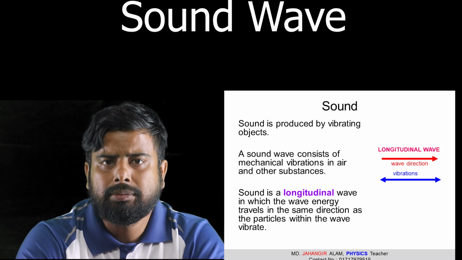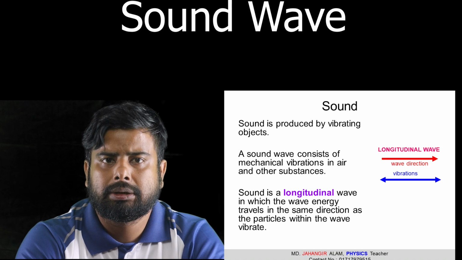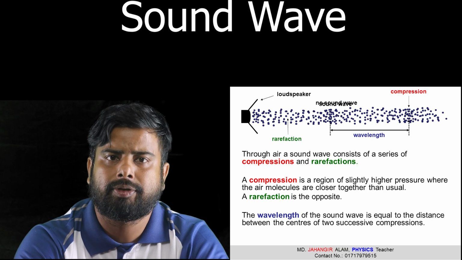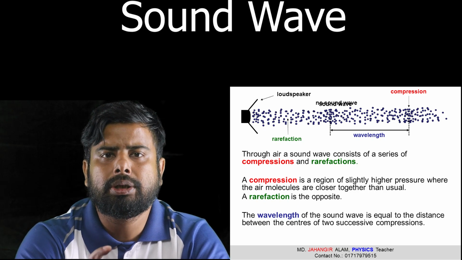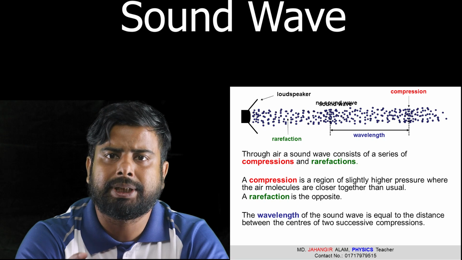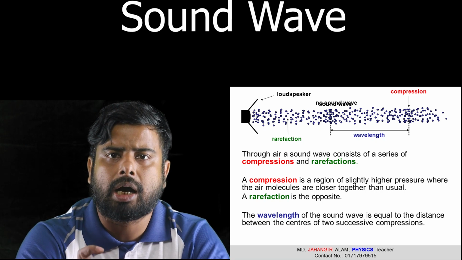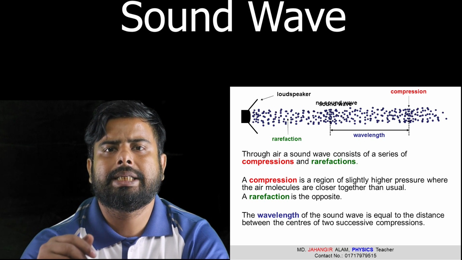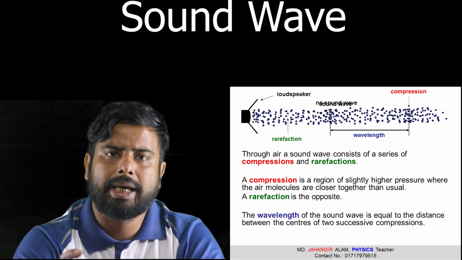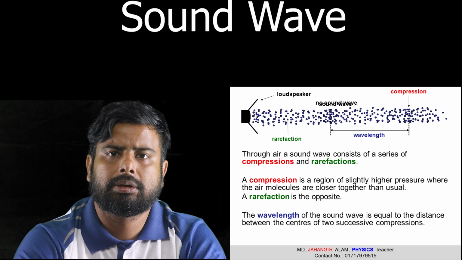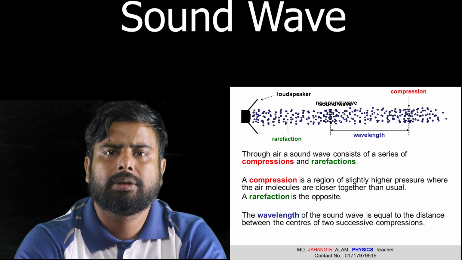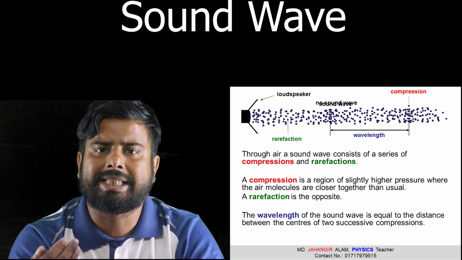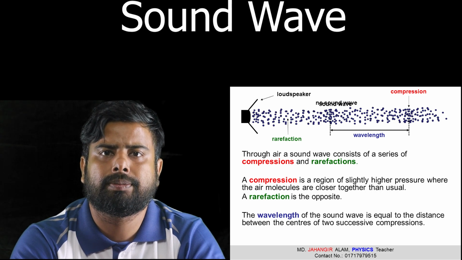Look at this diagram. Through air, a sound wave consists of a series of compressions and rarefactions. Compression is a region of slightly higher pressure where the air molecules are closer together than usual. Rarefaction is the opposite. That means here the molecules are far away from each other. The wavelength of the sound wave is the distance between the centers of two successive compressions.